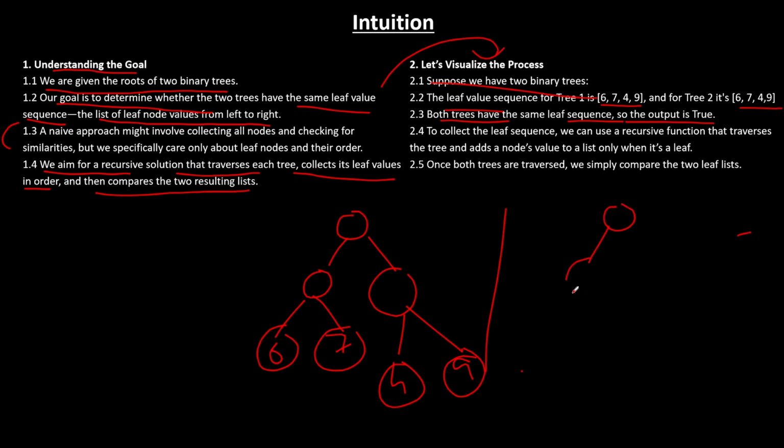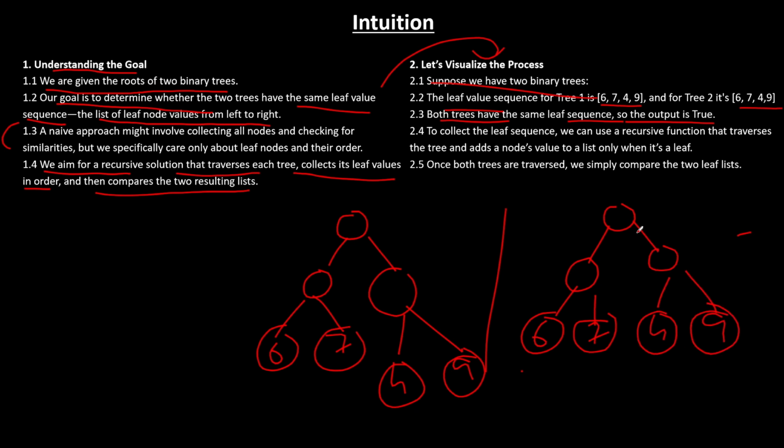Let's take another binary tree with a similar structure. Okay, so these are two binary trees. And to collect the leaf sequence, we thought of a recursive function that traverses the tree and adds a node value to the list only if it's a leaf node. Fine. Only if it's a leaf node. Otherwise it won't be stored, right? And once both the trees are traversed, you simply compare the two lists, right?